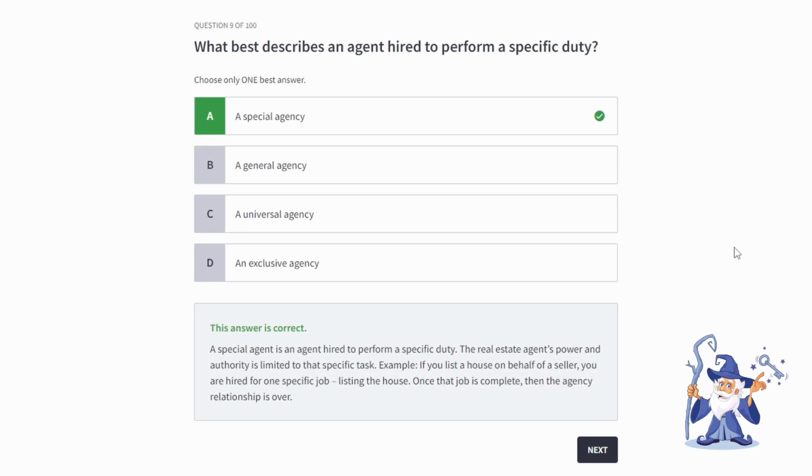An example would be if you list a house on behalf of a seller, you are hired for one specific job, listing and selling the house. Now, once that job is complete, then the agency relationship is over. That is a specific duty, again, and a special agency. So again, just think of it as the same thing. Someone's doing a specific duty, just assume that that's a special agent or special agency relationship.